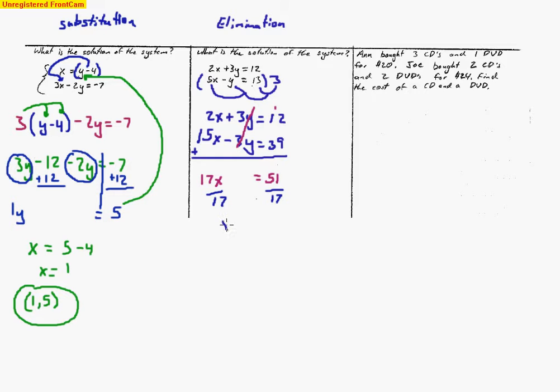I'll try 3, and it does end up working. 3 times 17 does make 51. So we've got what x is. Now we do the same thing we did on the last problem. We substitute. The substitution is going to be a little bit trickier because you have more numbers to deal with.